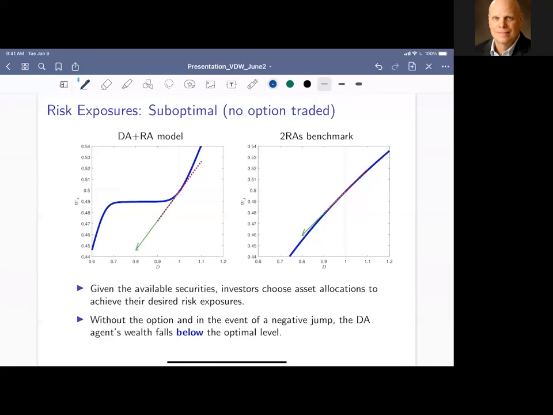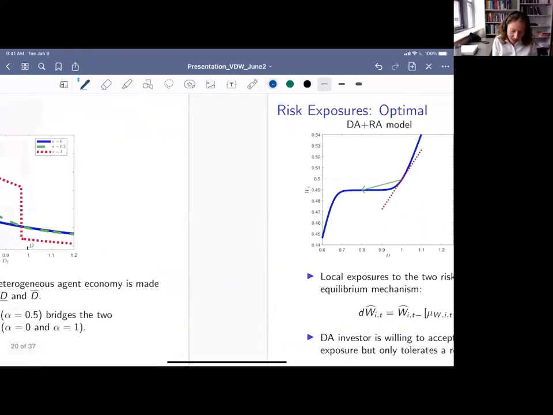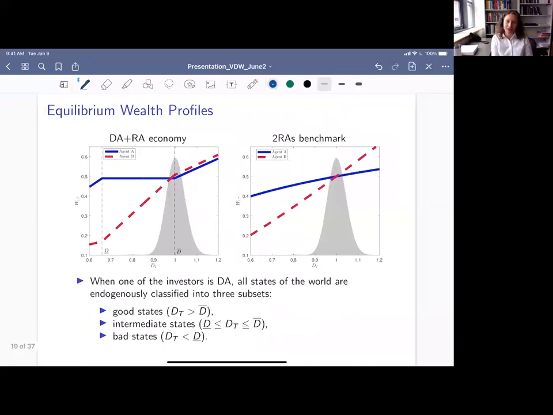So let me jump in. There was an old question that I neglected to ask because I was talking myself. But anyway, from Binghan, why is the wealth of the RA not much higher than DA in good states? Or is that correct? No, it is. So it's about this graph. It's true. It's not much higher.